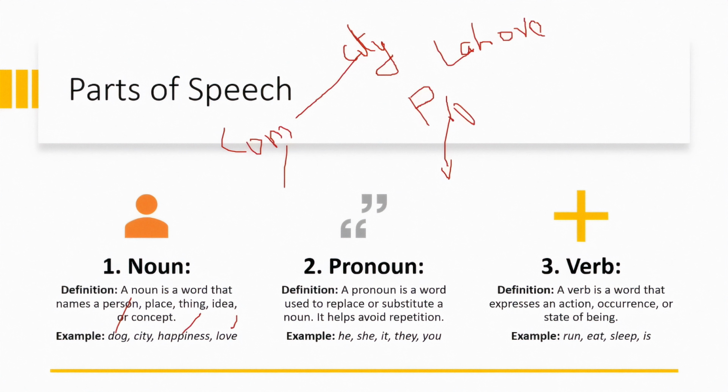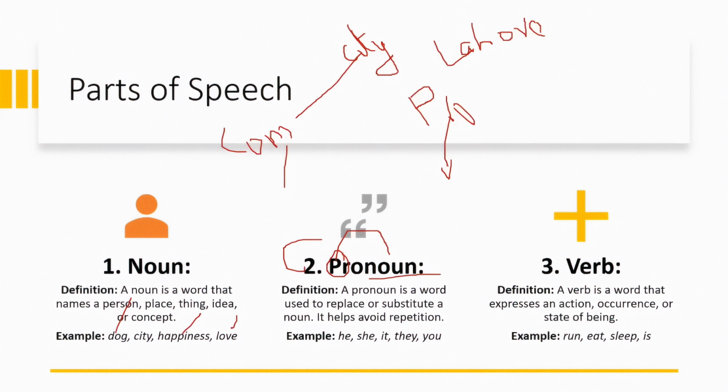Similarly, the next one is the pronoun. Pro means for, noun means name. So pronouns are words used for a name, or words that are used in place of a noun. That's called a pronoun. A pronoun is a word used to replace or substitute a noun.